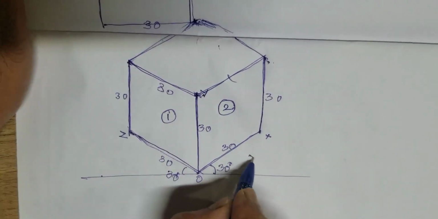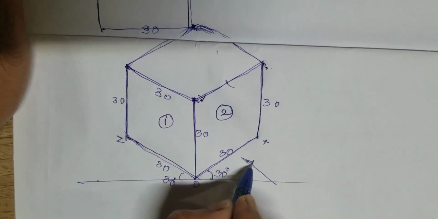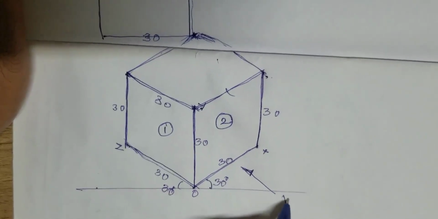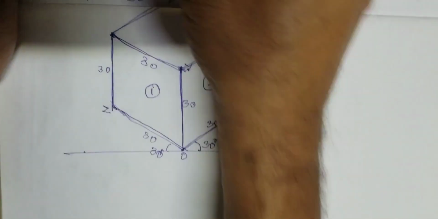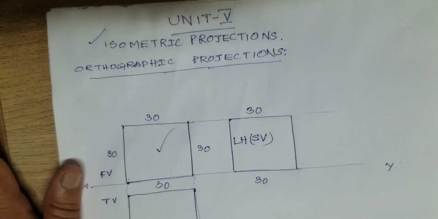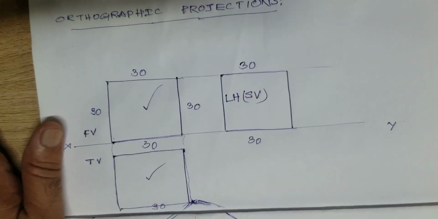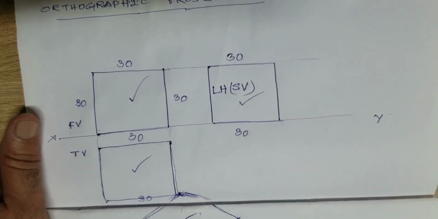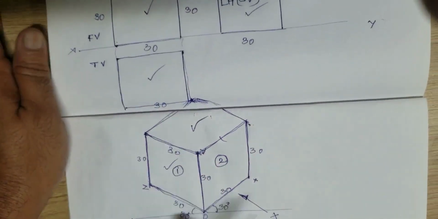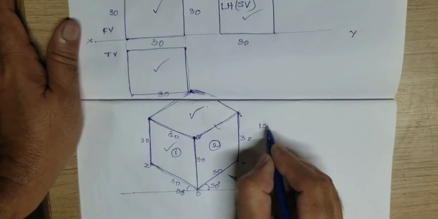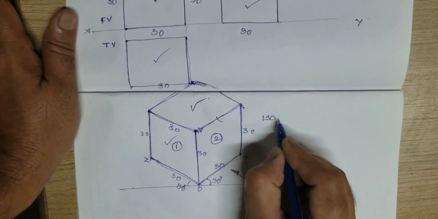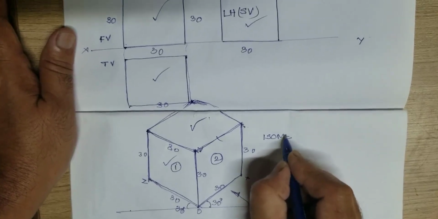Let us say we are seeing from this side. I am writing the arrow. That means we are focusing from this side. So this square is visible like this. This top view is visible like this. This side view is visible like this. This kind of projection is called isometric projection.